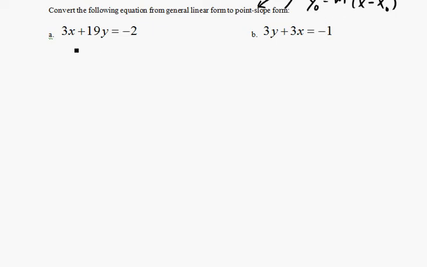So, in order to write this equation that we have here in general linear form in point-slope form, the first thing that I'll do is use the skill that we used in the last few problems and isolate the y. That is, write it in slope-intercept form. So I will start by subtracting the 3x from both sides, and then I will divide both sides by the 19. And I'll go ahead and distribute the 19.